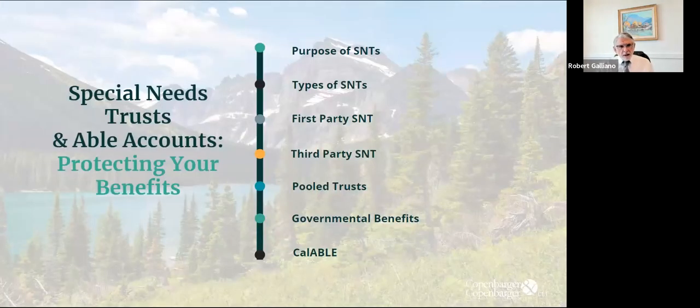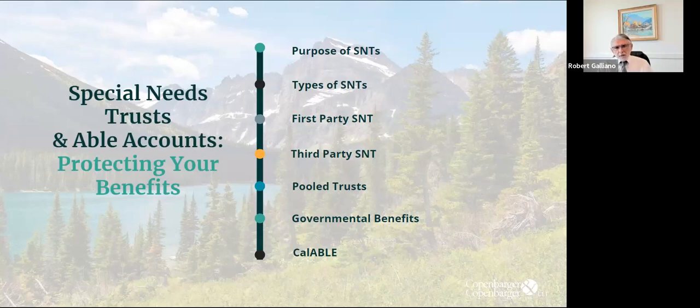Today, Robert Galliano, part of Kopenberger, I'm going to be talking about special needs trust, but in a different way. I will talk about what they are, but what I want to concentrate on today is how distributions from special needs trust affect the benefits that the beneficiaries are receiving.